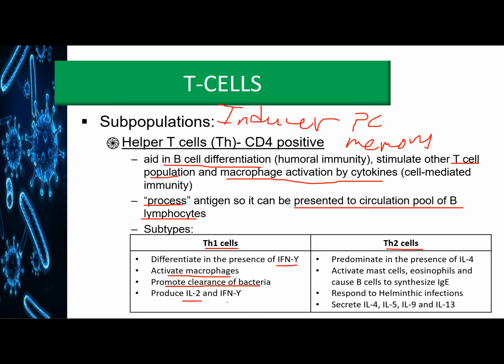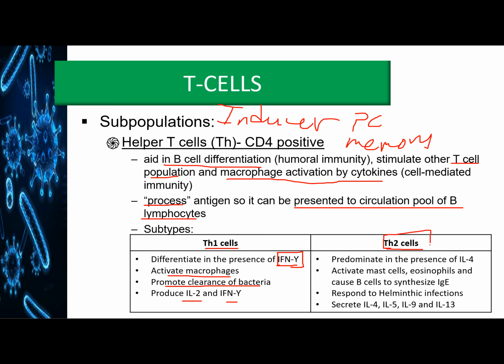Produces interleukin-2 and interferon gamma. So pakitandaan class, ang T helper 1 nyo, magdi-differentiate lang siya or made-develop lang siya if there is the presence of interferon gamma. Activates macrophages, promotes the clearance of bacteria, produces interleukin-2 and interferon gamma.